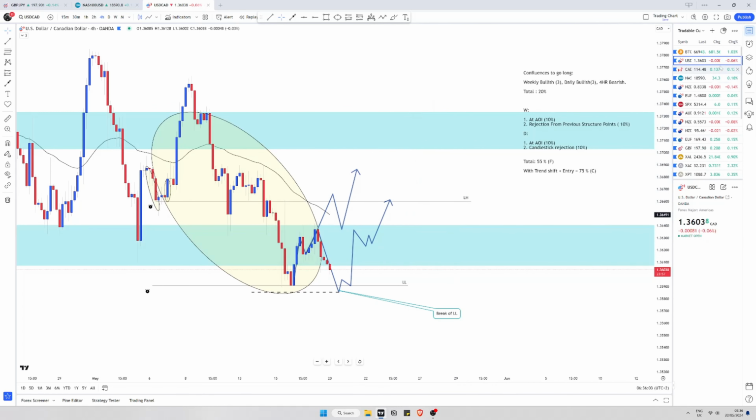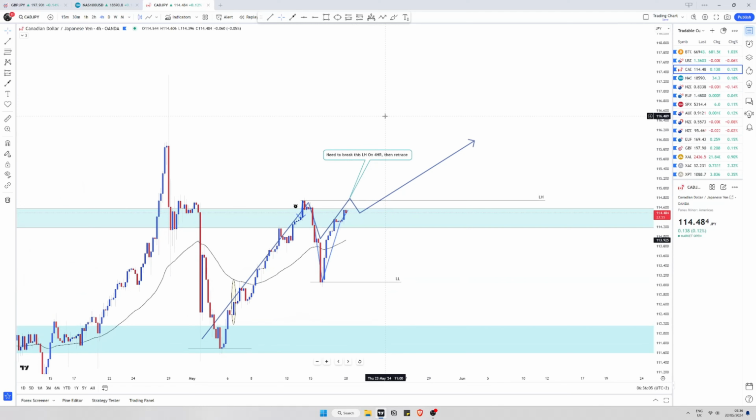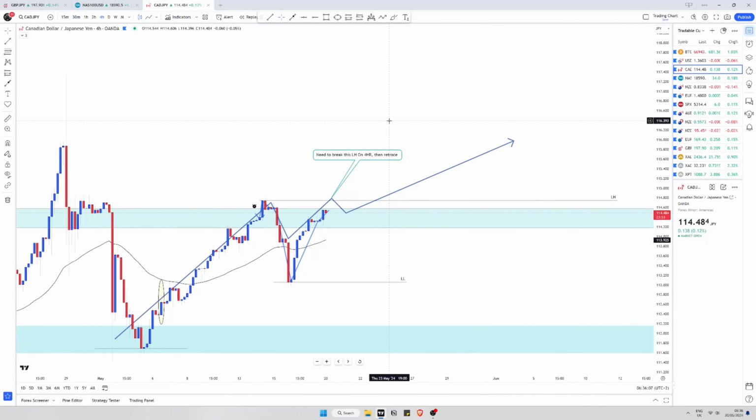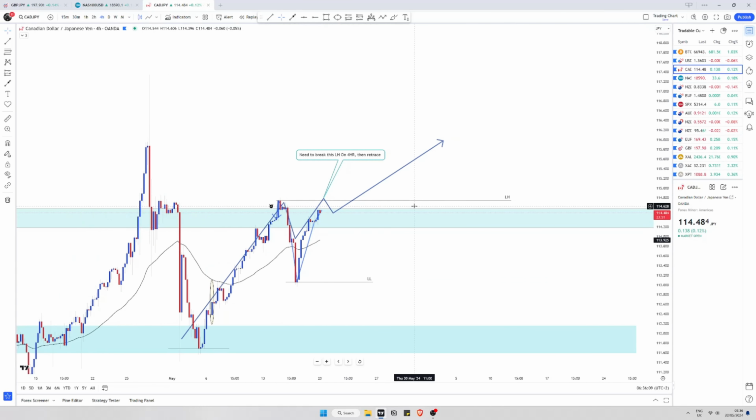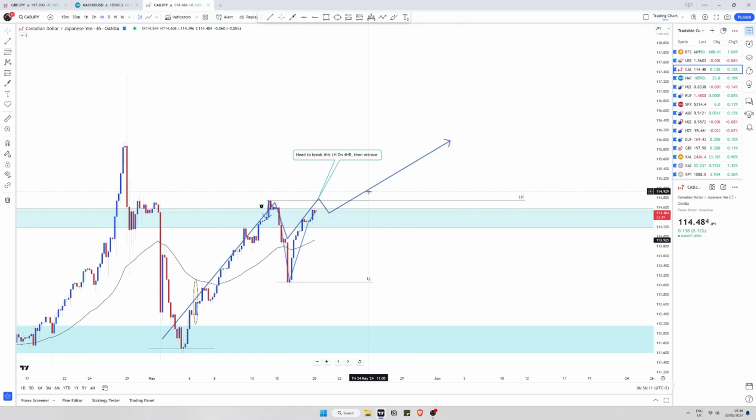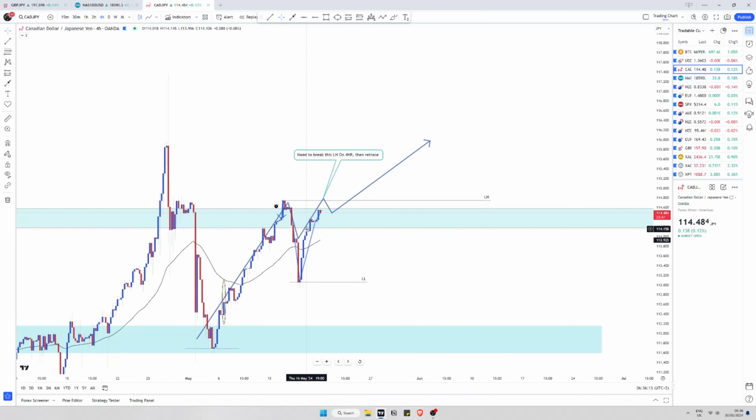Final one, obviously, is CAD JPY. There is no option 1 or 2. I usually make them just in case there is one, but this one, there's just nothing. This is bearish. I already don't like the structure, but I'm just dealing with it and going, right, okay, it has enough confluences to do this.